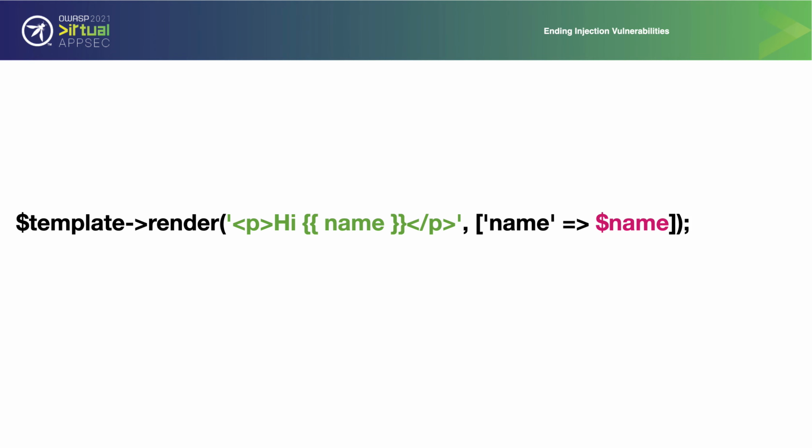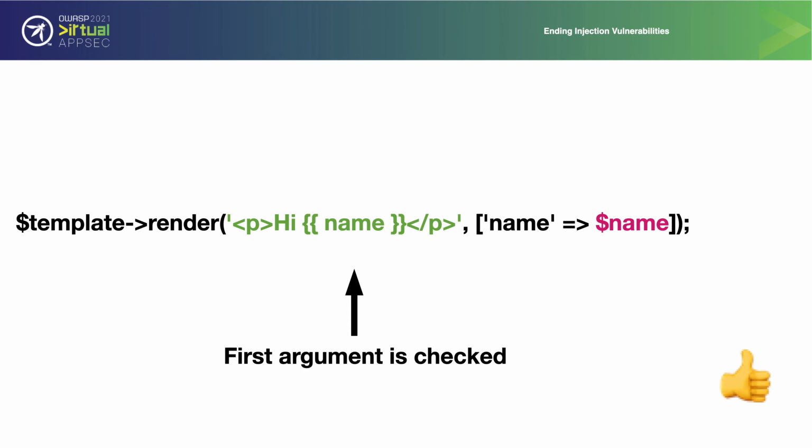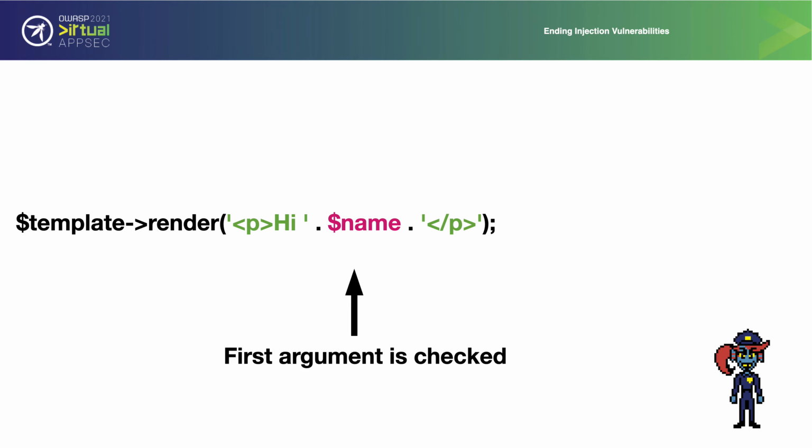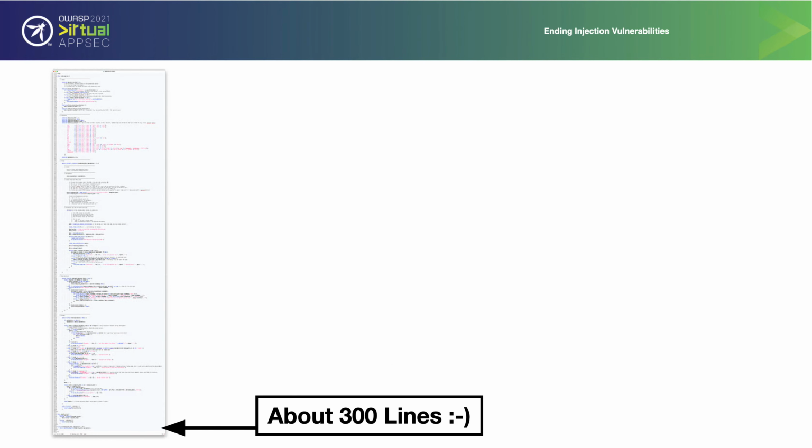Same with HTML. You can render the HTML where you have the arguments provided. That's checked and obviously encoded correctly, and good. If the user data was included, that would be checked and rejected. For an HTML templating engine, I was able to create one in about 300 lines.